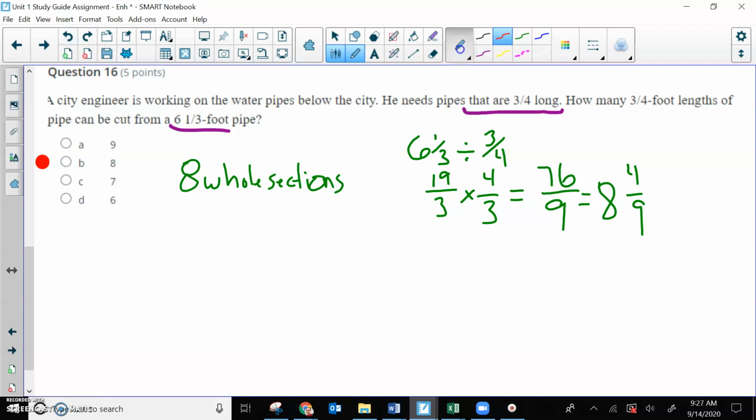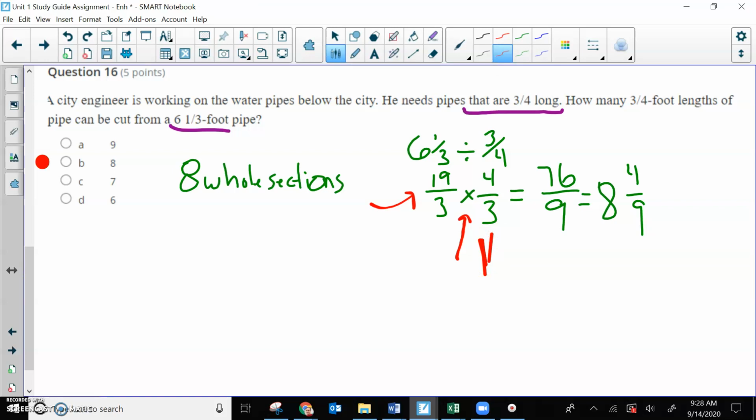We change the 6 1/3 into a fraction here, 19/3. And I went ahead and multiplied. See, there's our multiplication, and there's our reciprocal right there. Multiplied by the reciprocal, 4/3. So in that case, we just multiplied straight across, 19 times 4 and 3 times 3, and we got 76/9. So at this point, you can simply divide 76 divided by 9.